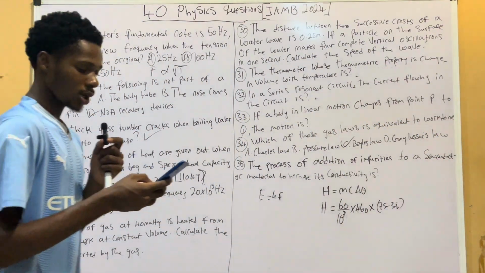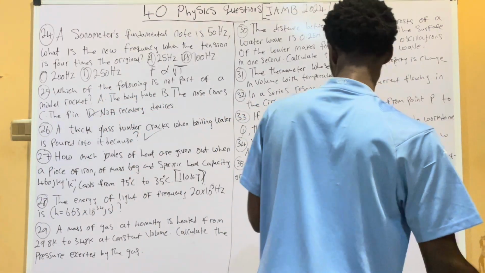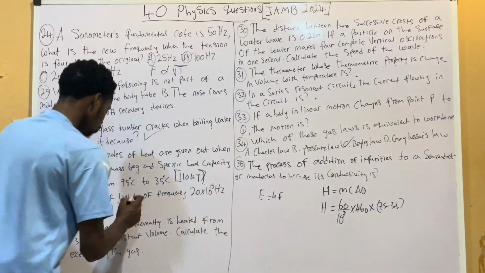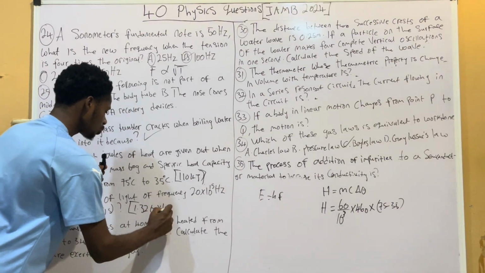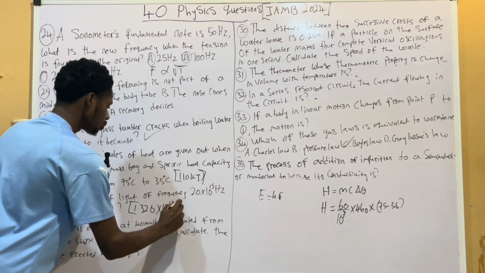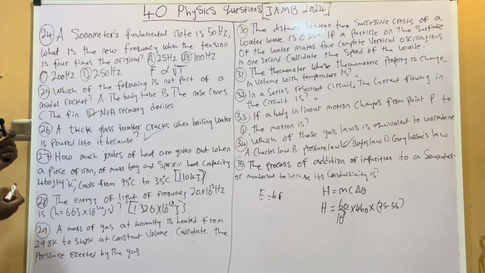So to get the energy, we just have to multiply those two numbers together. That is going to give us 1.326 times 10 to the power of minus 18 joules. Now, this value is in joules. We could as well put it in electron volt, that is by dividing by the charge of an electron, depending on the option.